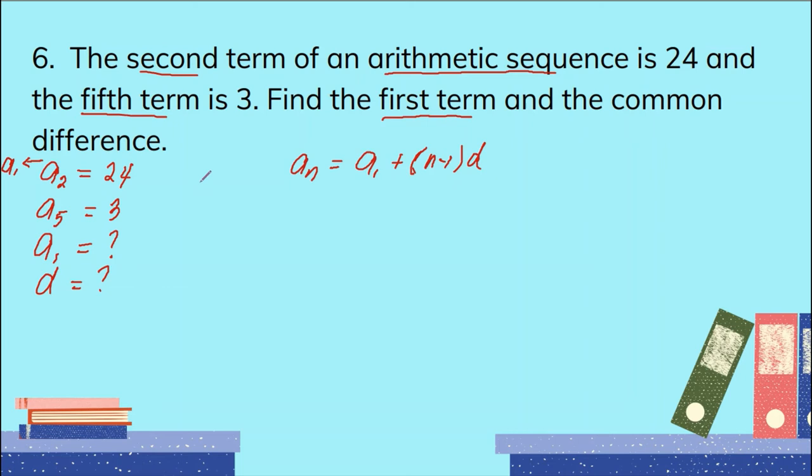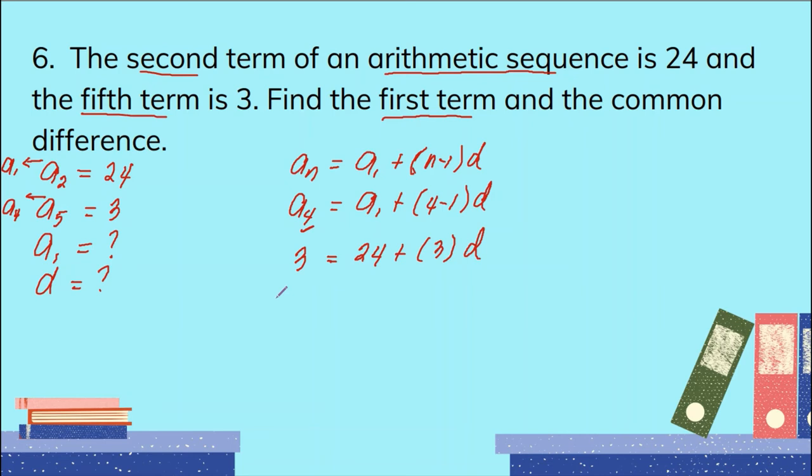Diba? At dahil inatras mo yung a sub 2 mo para maging a sub 1, atras mo rin yung a sub 5 mo at gagawin mo siyang a sub 4. So, now, yung a sub n mo ay magiging a sub 4 at meron ka ng a sub 1 plus n, na 4, minus 1 times d. Right? So, now, a sub 4 is 3. And then, your a sub 1 is 24 plus 4 minus 1 is 3. And then, common difference, which is unknown.